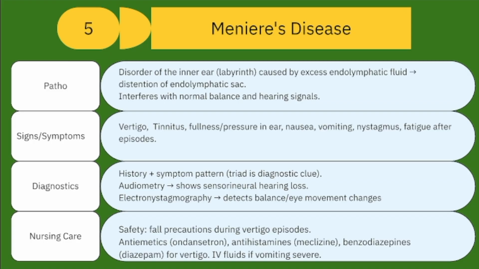Last but not least, now for the ears. Meniere's disease, this is when there's too much fluid in the inner ear. So the classic triad you want to look for is vertigo, tinnitus, and hearing loss. Add in ear pressure, nausea, and fatigue after they have episodes. The nursing care, you want to put your patient in a dark, quiet room, bed rest, fall precautions, and meds for nausea or vertigo, like meclizine or another medication.